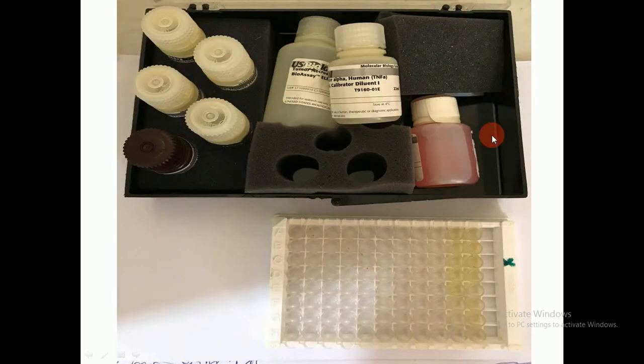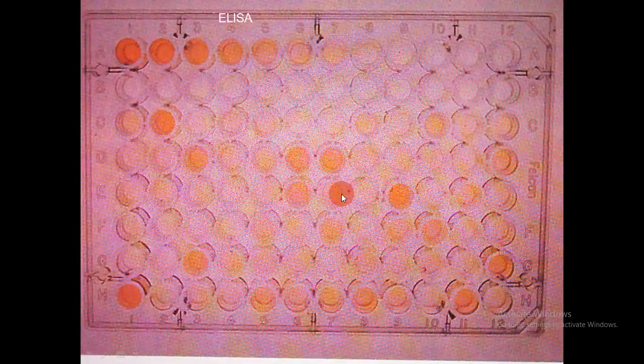And this is the reagent of the kit, and this is the microtiter plate, and it gives the yellowish color, which indicates the presence of the antibodies. And this is the magnified microtiter plate.